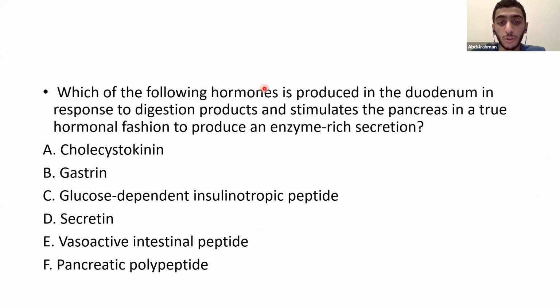Which of the following hormones is produced in the duodenum in response to digestion products and stimulates the pancreas in a true hormonal fashion to produce an enzyme-rich secretion? What do you think the answer is? A, CCK. Yes, correct. The answer is CCK, because CCK is the main hormone for the enzyme-rich secretion.